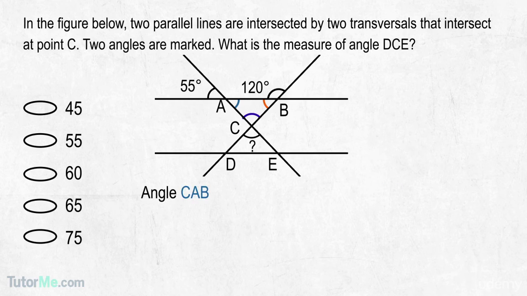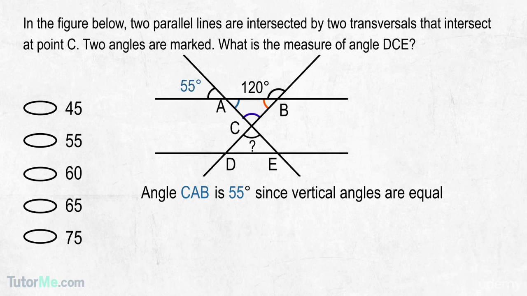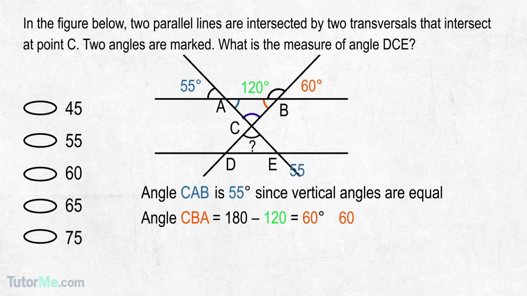We know the measure of CAB is 55 degrees because it's vertical to the 55-degree angle that we're given. We can determine the angle supplementary to the 120-degree angle by subtracting 120 from 180. That gives us 60 degrees. This is also the measure of angle CBA, as it's vertical to the 60-degree angle. So now we can add up 60 degrees to 55 degrees and get 115.